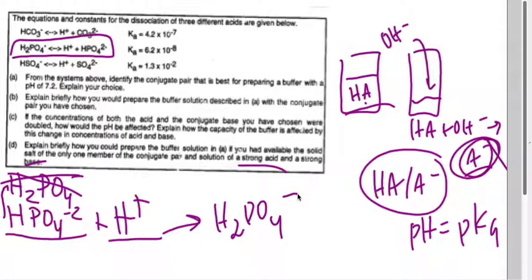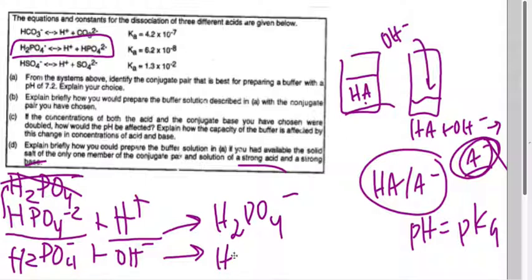If I would have chosen this one, what would I have had to add? No, water is not an option, Nilin. Oh my God. I'd add the other, and then I would lose an H and make HPO4 minus 2. Do you see that?